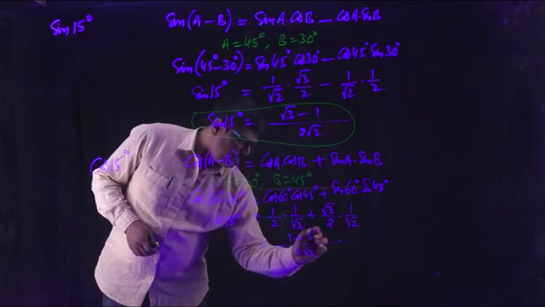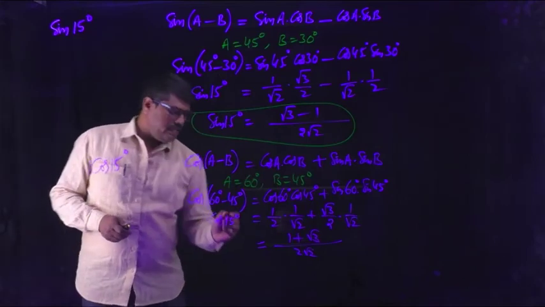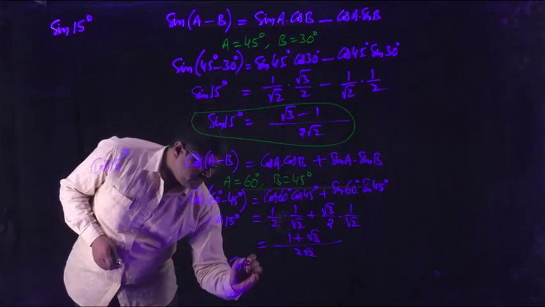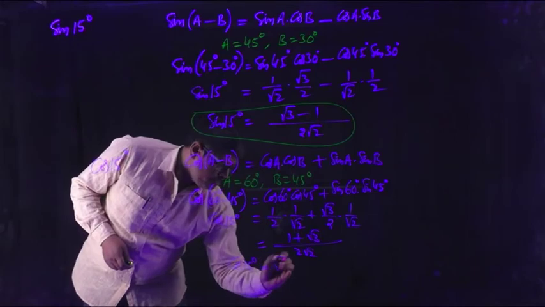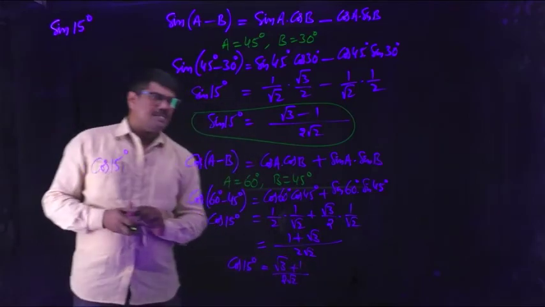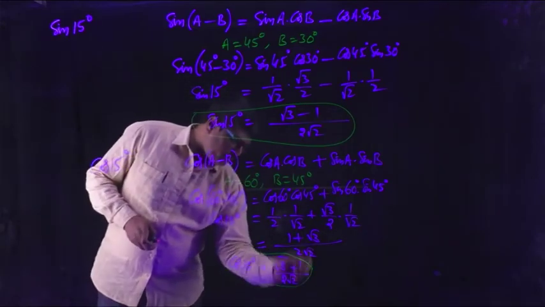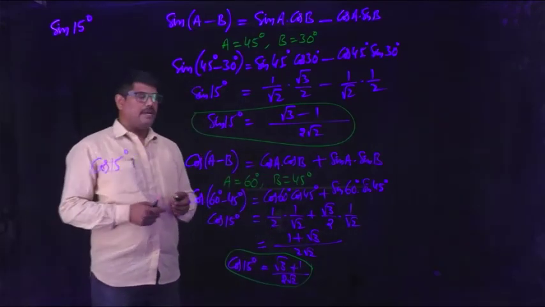You will get 1 plus root 3. 1 into 1 is 1, root 3 into 1 is root 3. So you can remember like this, cos 15 degrees value is root 3 plus 1 by 2 root 2. You have to remember the formula for cos 15 like that.